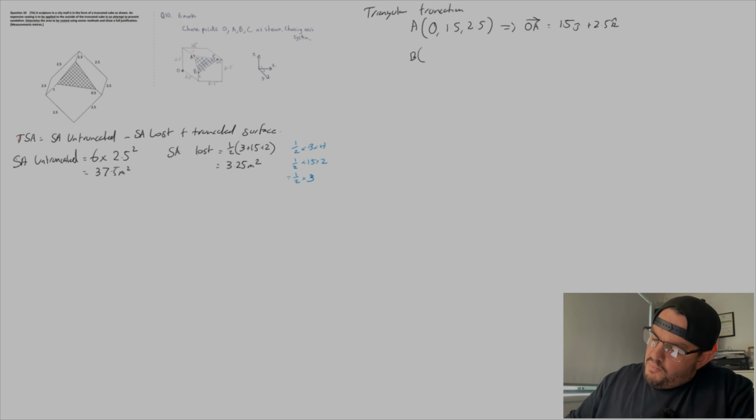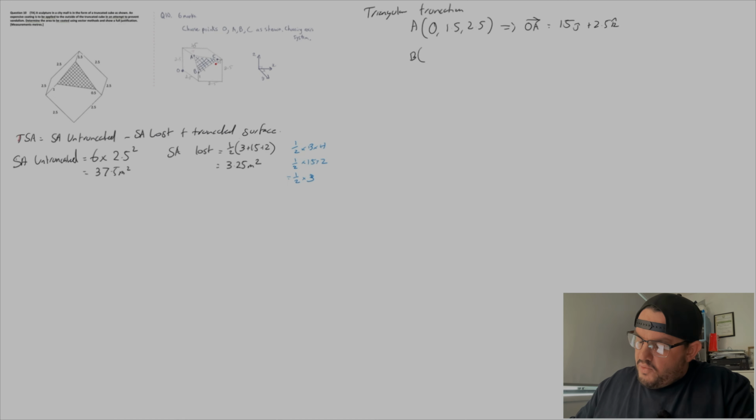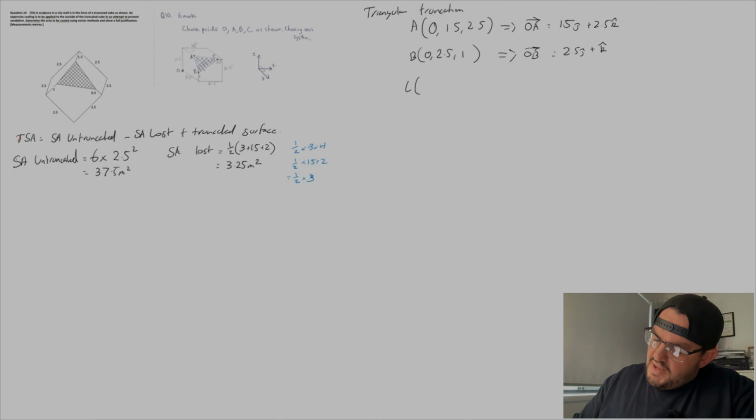That's my first one. Point B, again, we just come back over and have a look at it. B is 0 on the x-axis, or 0i. It's 2.5 on the j-axis, or the y-axis, and then 1 up. So over here, we are going to put in 0, 2.5, 1. Position vector there is going to be 2.5j plus k. Perfect.